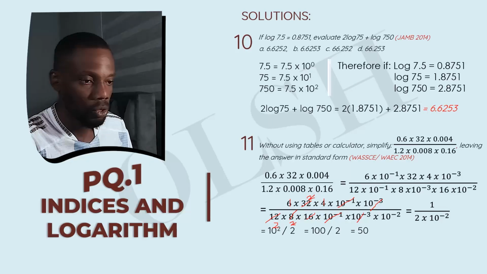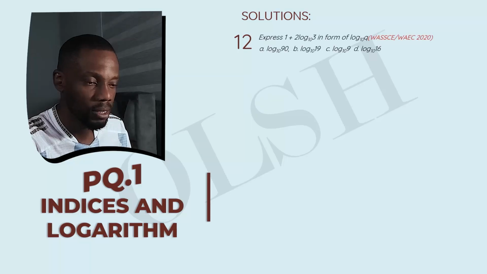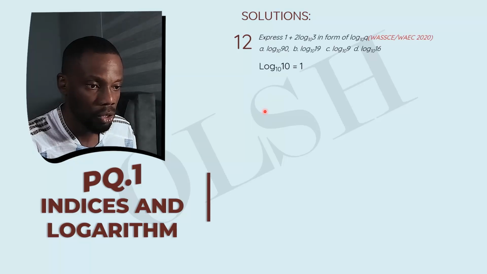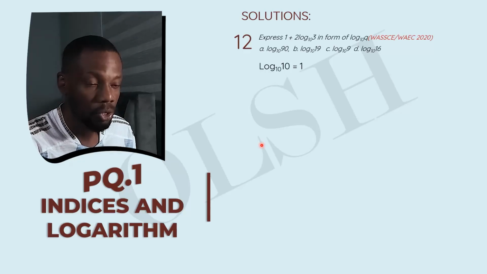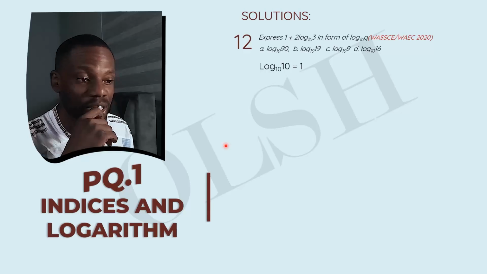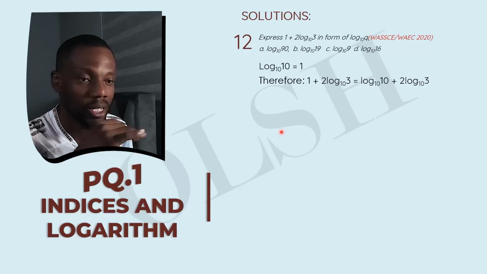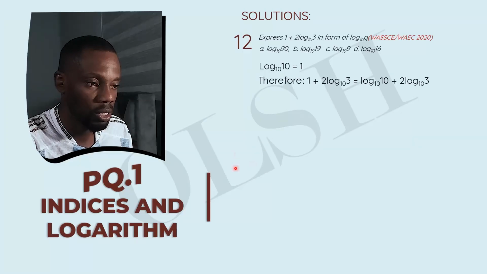So number 12, we have express 1 plus 2 log 3 to base 10. We know that log 10 to base 10 is equal to 1. Which means we can change this 1 we have here to log 10 to base 10. If we do that, we have 1 plus 2 log 3 to base 10 to be equal to log 10 to base 10 plus 2 log 3 to base 10.